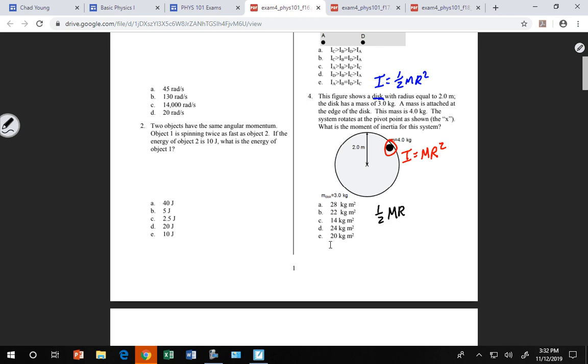1/2 mr squared plus mr squared. Different masses and radii, of course. So it's 1/2 times 3 kilograms times 2 meters squared plus 4 kilograms. Oh shoot, I don't give you the radius. What's the radius? 80? What's r squared?